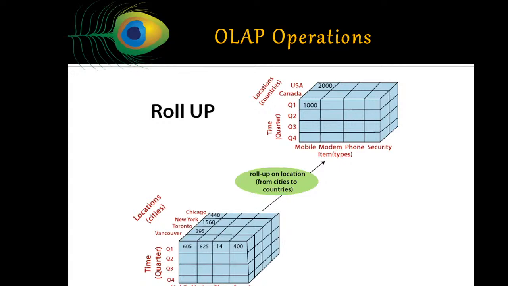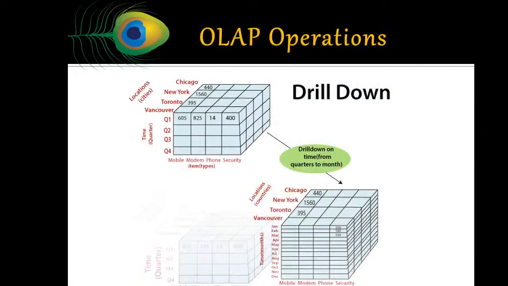Then we have the next one. Basically here you see the values of Chicago and New York, 1560 and 440. They are combined into USA and aggregated. If you combine these two values, you'll get 2000. Yes, sir. So continue with the next one.